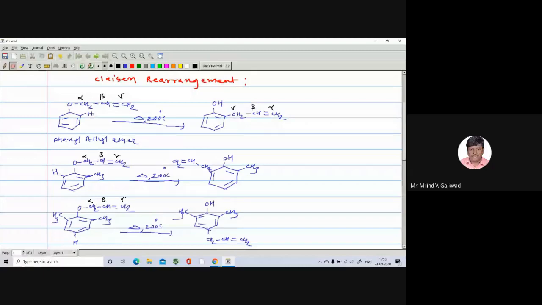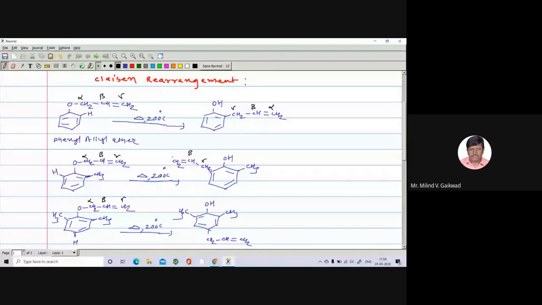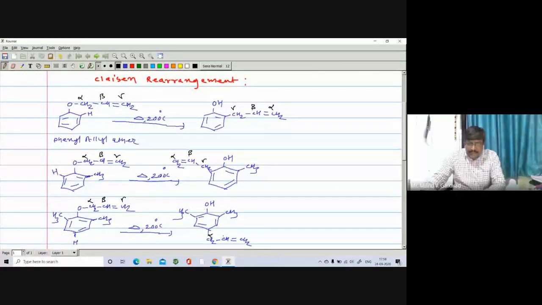So in this case, you have to write gamma, then beta, and then alpha. Alpha, same thing. Okay. So here what happened? When it attacks at the ortho position, gamma will attack, but when it attacks at the para position, then alpha will attack. So alpha, beta, and gamma. In this way, the rearrangement takes place.